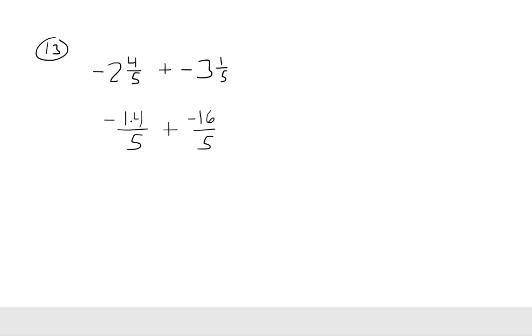This is negative, and we got lucky in this case because these two fractions already have common denominators. So we just add the tops: a negative 14 and a negative 16 would be a negative 30. The bottom stays the same. Negative 30 divided by 5 is a negative 6.